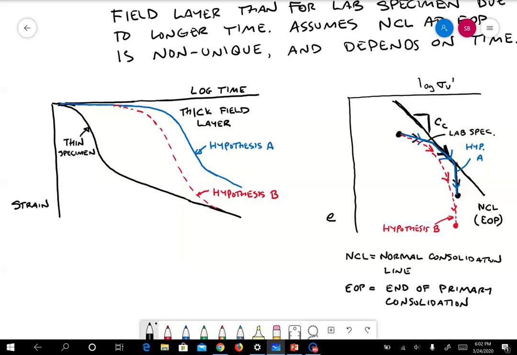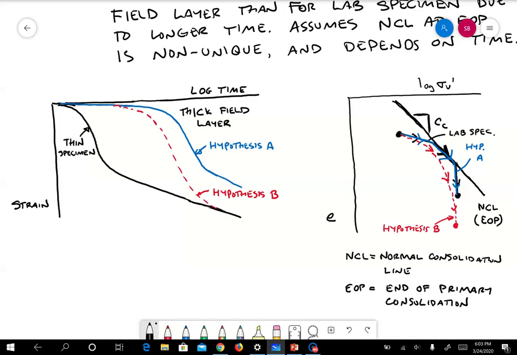So the thin specimen is here. This is log time. It consolidates quickly and goes into secondary compression. So this would really be a lot of secondary compression. We've let this laboratory specimen go on for 30 years. We get a lot of post-primary slope there.